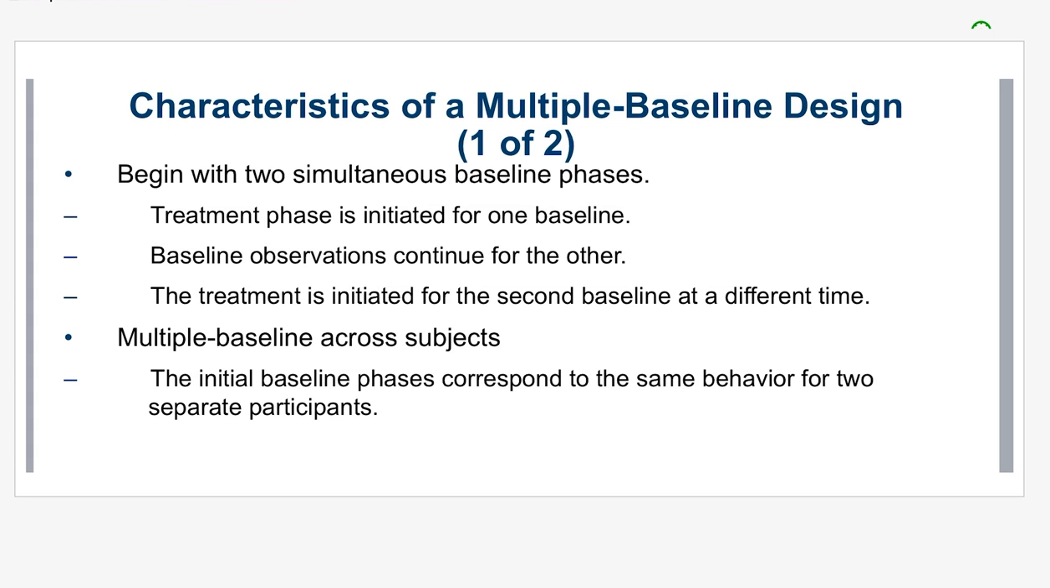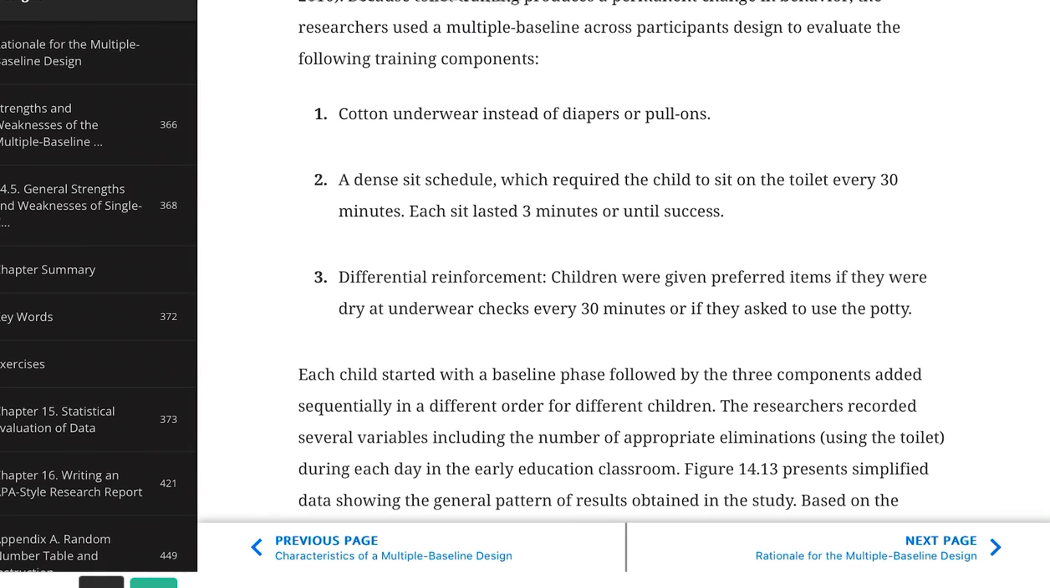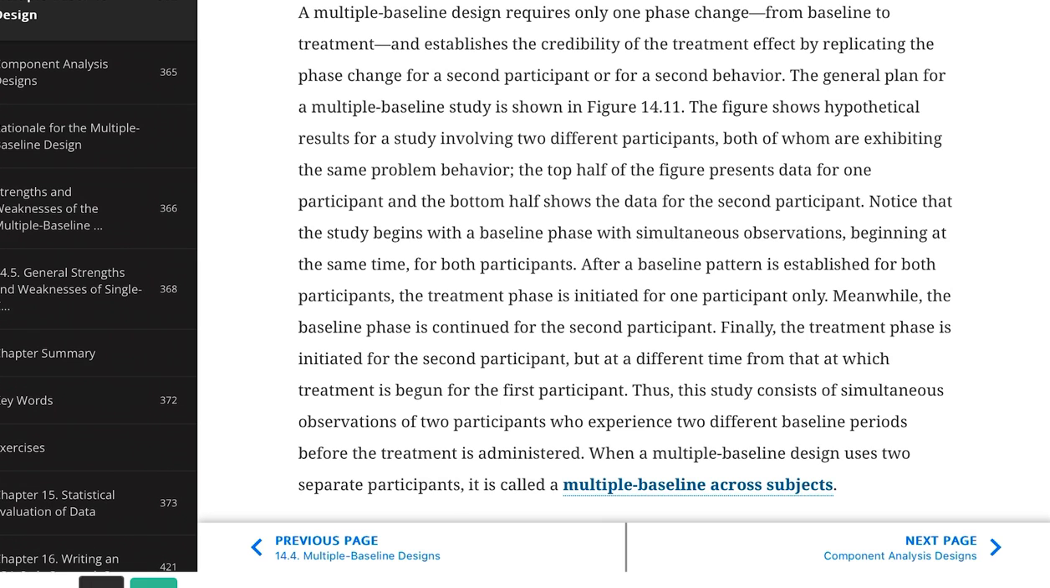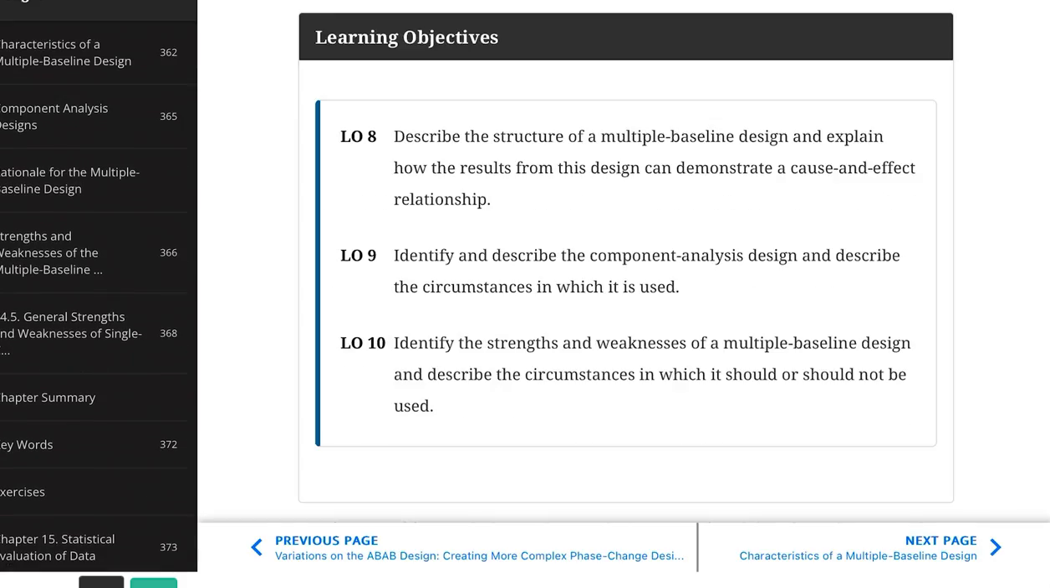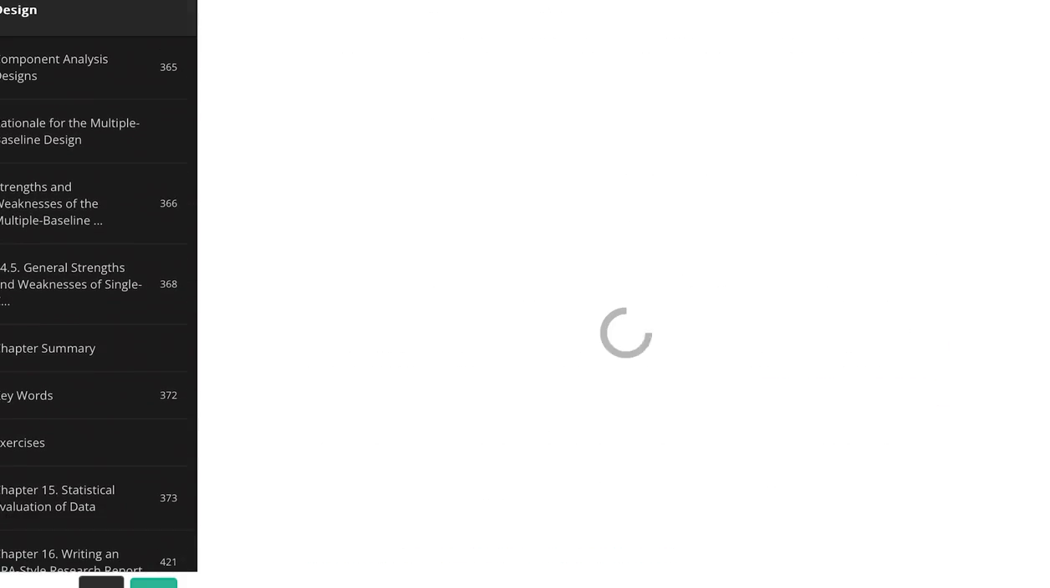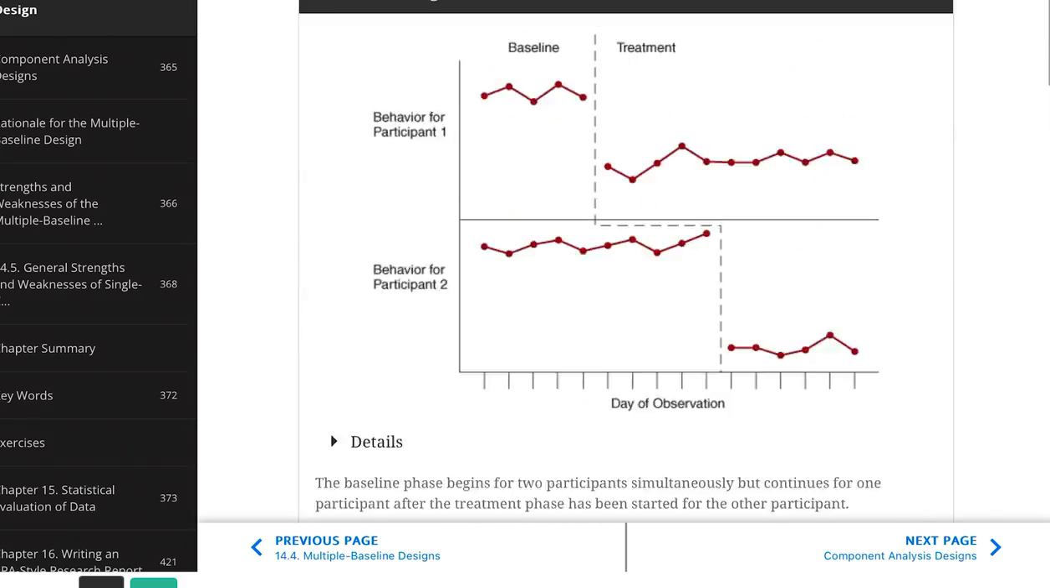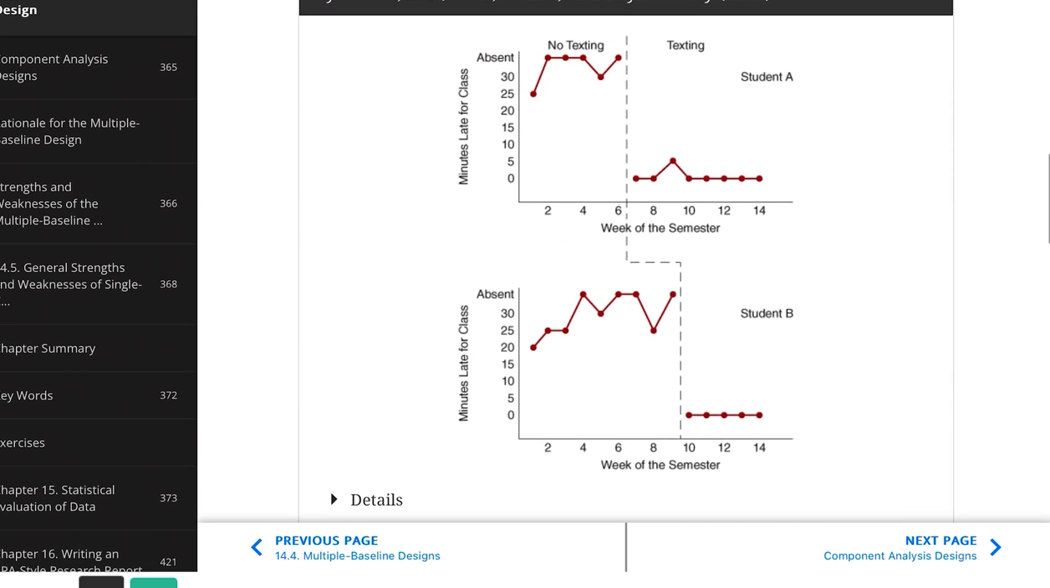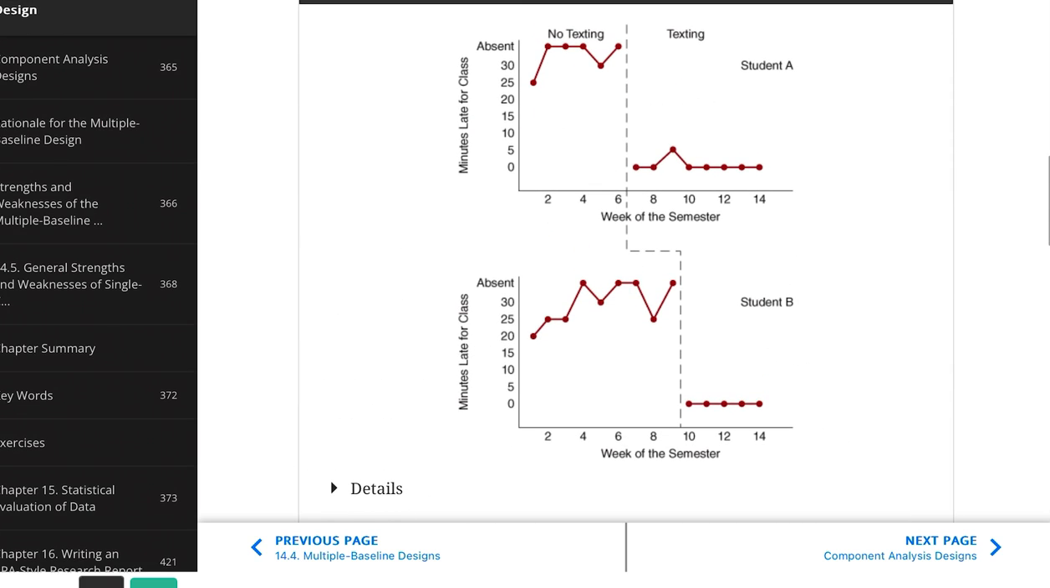So, do I not have 14.2 on the slide? I don't have 14.2 on the slide. Okay, let me go on the book here. Oh, no, I went too far. Sorry. 14.2 is another example of the separate participants.